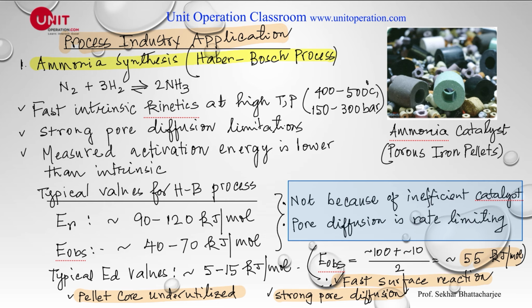So under this situation, because of diffusion, as you can see, first there will be a fast surface reaction, meaning it does not have to go to the trouble of going inside the pores, and there's a strong pore diffusion, and the pellet core remains underutilized.